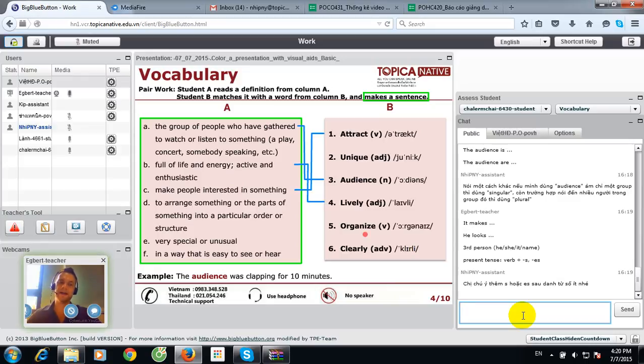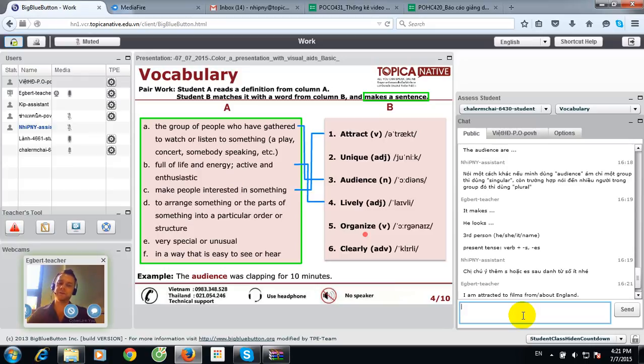Yes. I would say I am attracted to films from England, which means that they are produced in England, or you can say I'm attracted to films about England, and it's that England is the subject of the film. Beautiful. Very good. That's a nice way to use it. I am attracted to. Perfect.